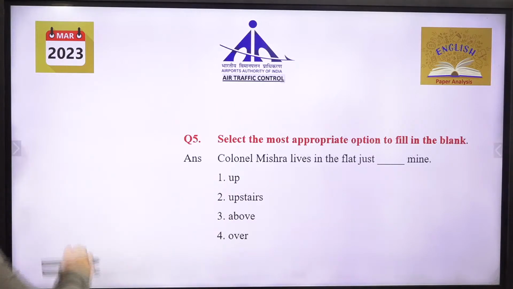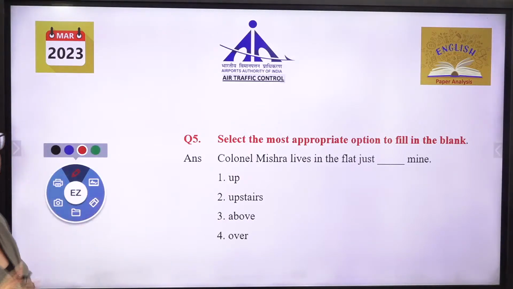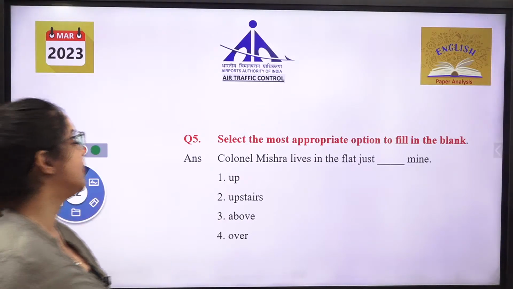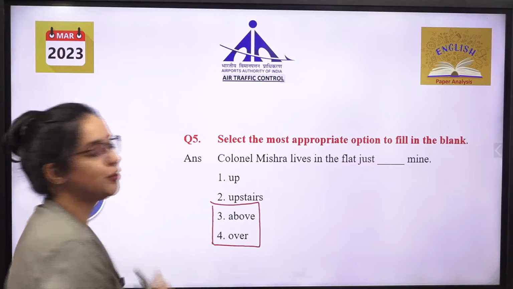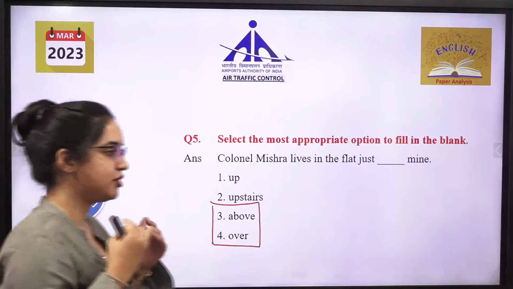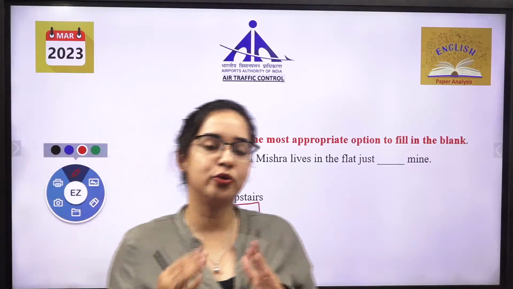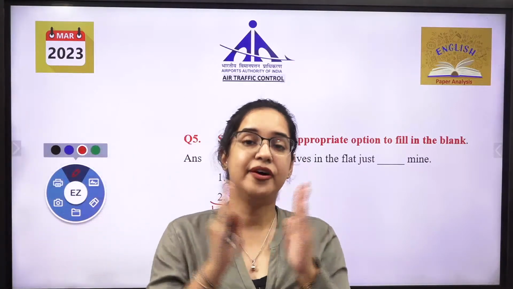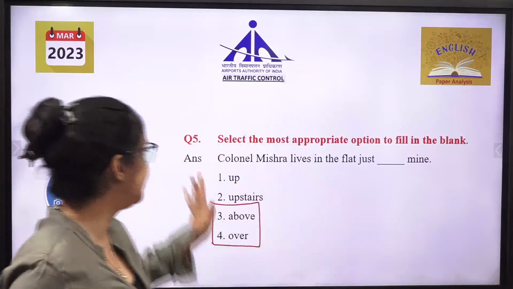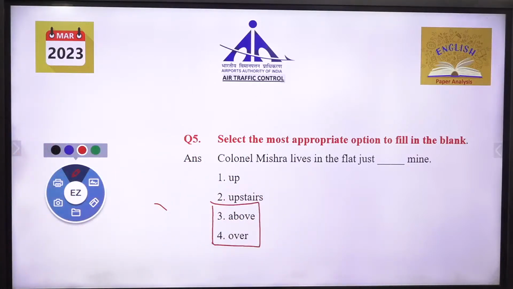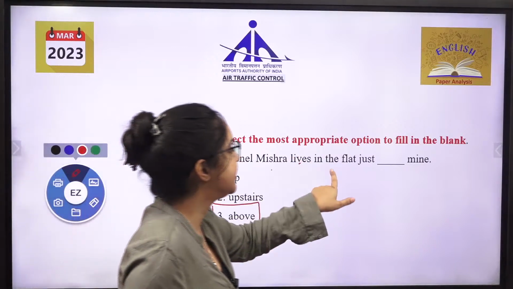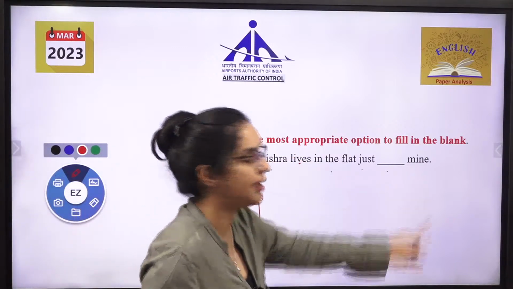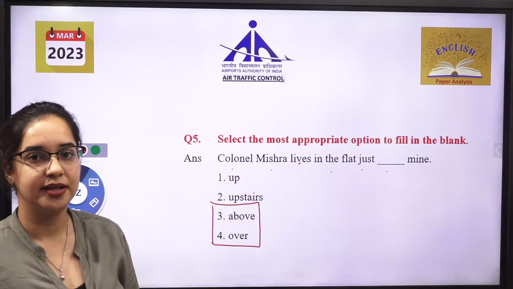Let's go with the fifth one. Now I'm going to explain a very minute difference. What is the difference between above and over? That I'm going to tell you. Because many times you are just aware that above and over both mean up, but what is the difference between above and over? I'll tell you later, but let's solve it first. Colonel Mishra lives in the flat just dash mine. Now he lives in a flat, okay?